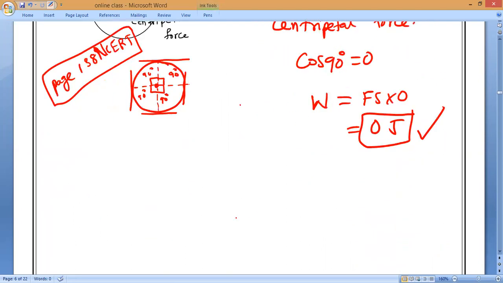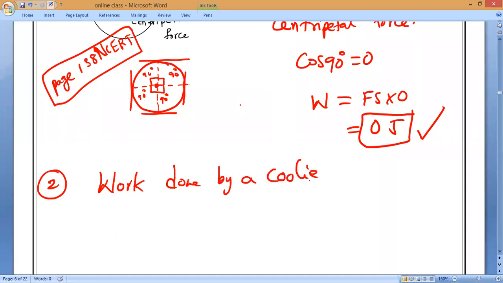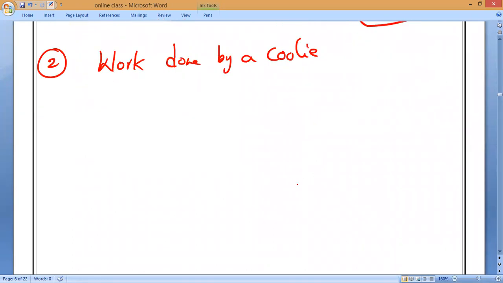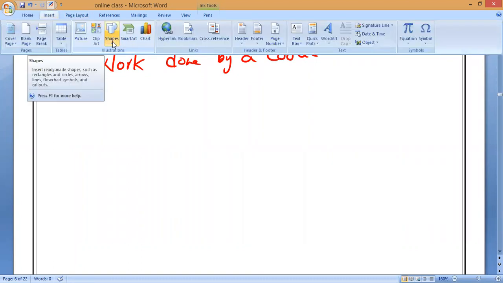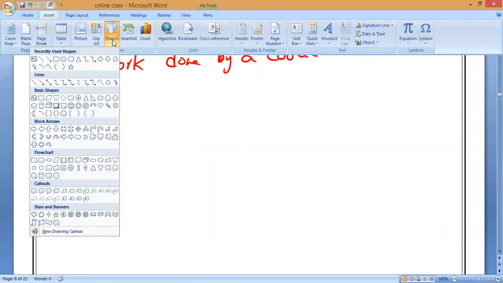Next, second example: work done by a coolie. Draw the diagram also. If you take a coolie, a railway coolie or whichever coolie, he will carry the load on whom? Where will he carry the load? You have to tell me. Where will he carry the load, guys? On his head. Correct or not?